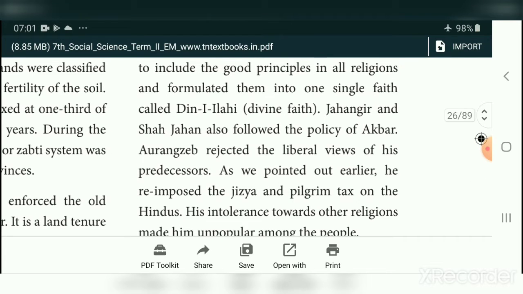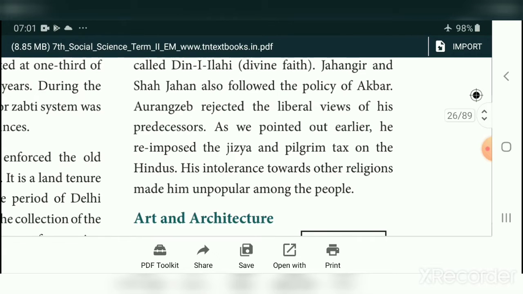Jahangir and Shah Jahan also followed the policy of Akbar. But the last of the six great Mughals, Aurangzeb, rejected the liberal views of his predecessors. As we pointed out earlier, he reimposed the jizya and pilgrim tax on the Hindus. Jizya is a religious tax. It should be paid by non-Muslims. During the period of Akbar and Jahangir, they abolished the tax. But this tax and the pilgrim tax were again reimposed by Aurangzeb. His intolerance towards other religions made him unpopular among the people.